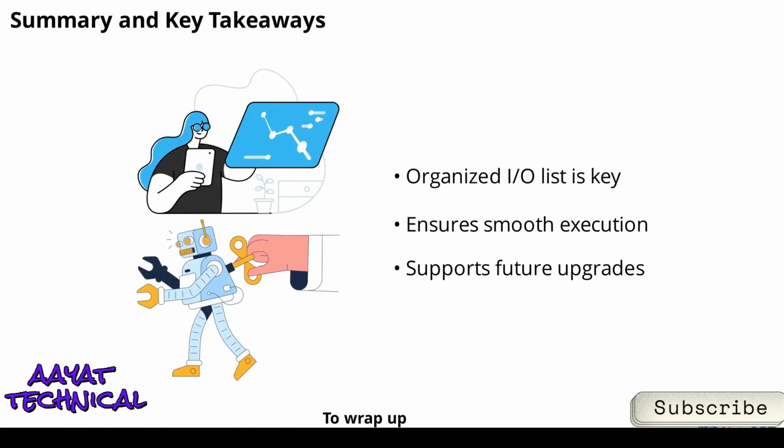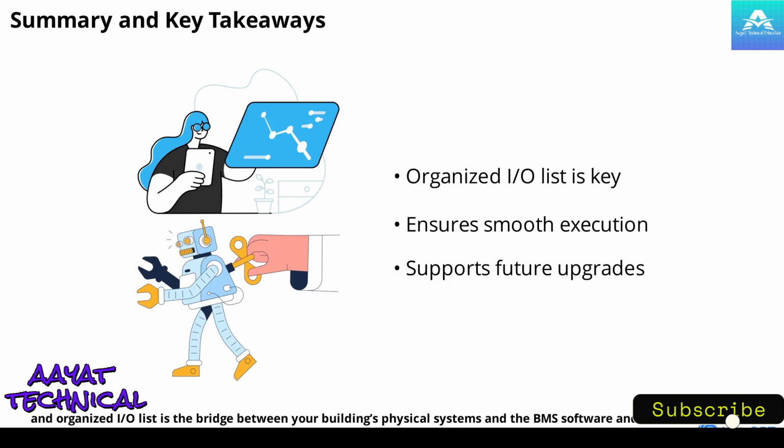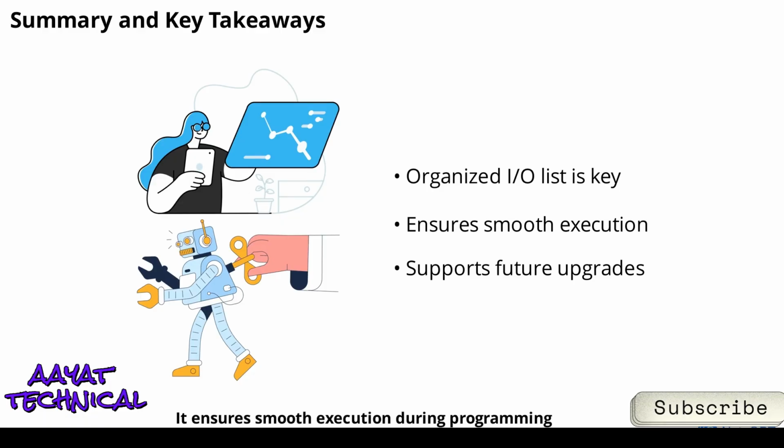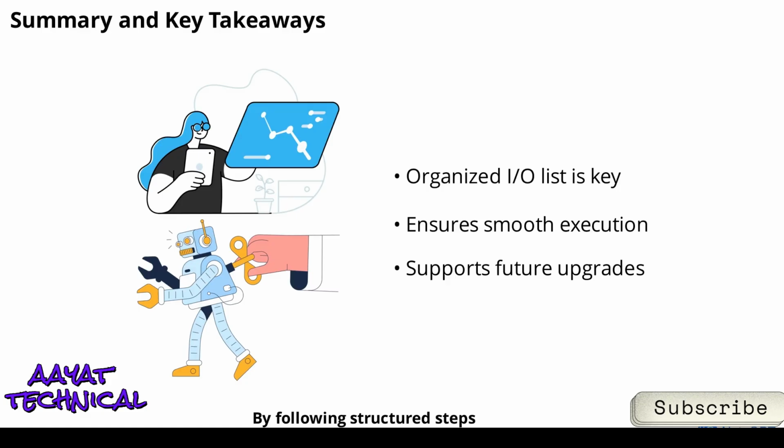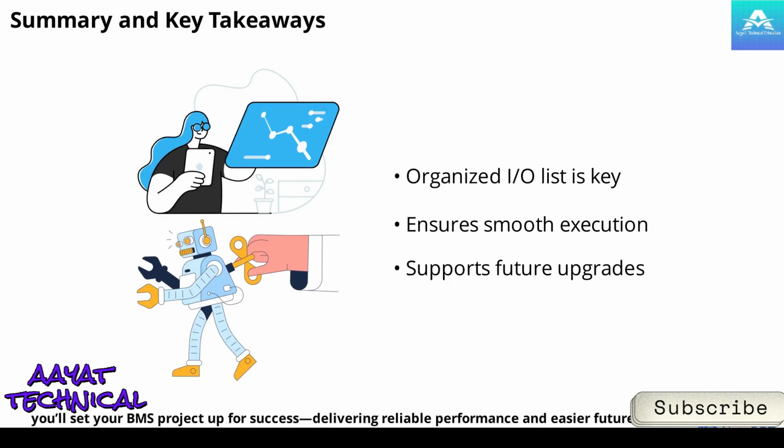To wrap up, remember that a clear, complete, and organized I/O list is the bridge between your building's physical systems and the BMS software and hardware. It ensures smooth execution during programming, wiring, testing, and ongoing maintenance. By following structured steps, best practices, and optimization tips, you'll set your BMS project up for success, delivering reliable performance and easier future upgrades.